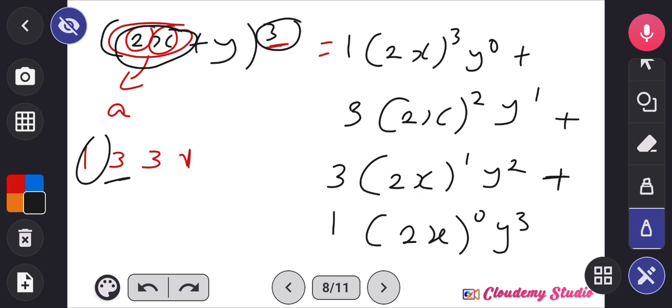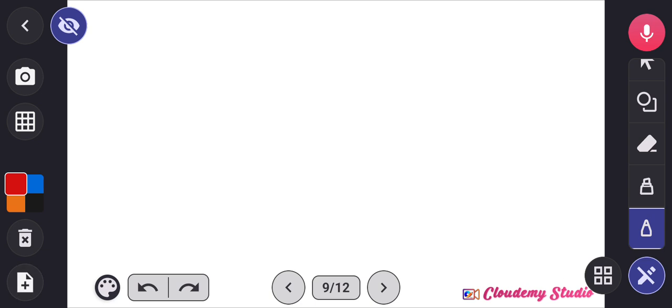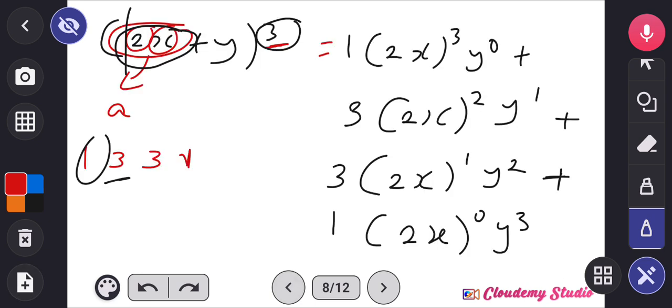Right? Now, remember it is 1, 3, 3, 1. We are using 1, 3. So if you can see very well, we have 1, 3, 3, 1. You're just going to add everything together. Now let us start solving it one by one. Now the first one is, remember, 1, 2x raised to the power of 3, y raised to the power of 0, right? Y raised to the power of 0 equals 1, and 1 multiplied by everything is the same thing. So I'm only left with 2x raised to the power of 3.